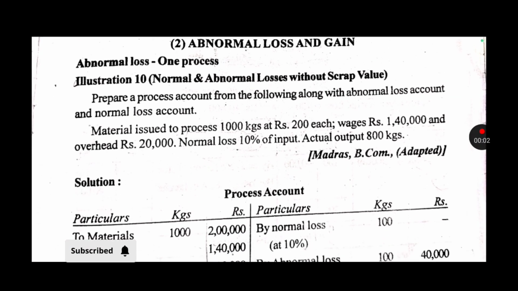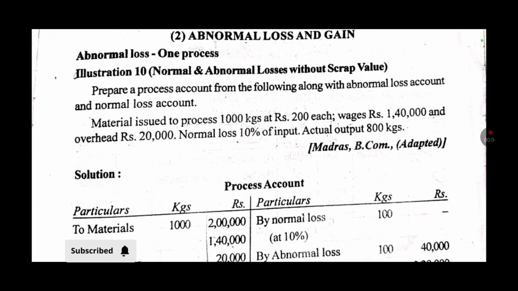Good morning, students. Today we are going to prepare the new topic of a process account, that is abnormal loss and abnormal gain. Abnormal loss, one process. Illustration sum number 10. Normal and abnormal losses without scrap value. Prepare a process account from the following along with abnormal loss account and a normal loss account.